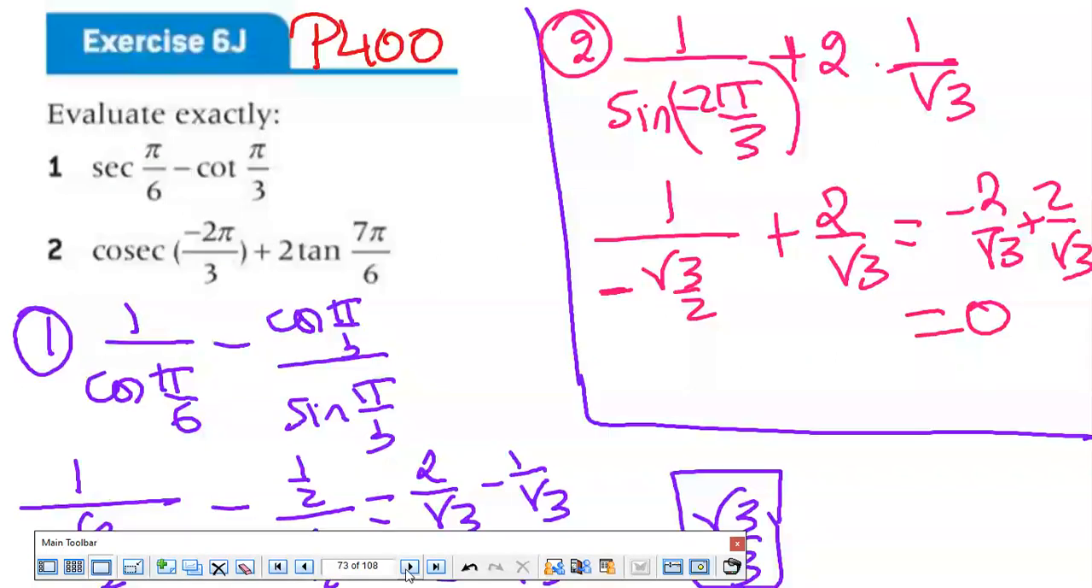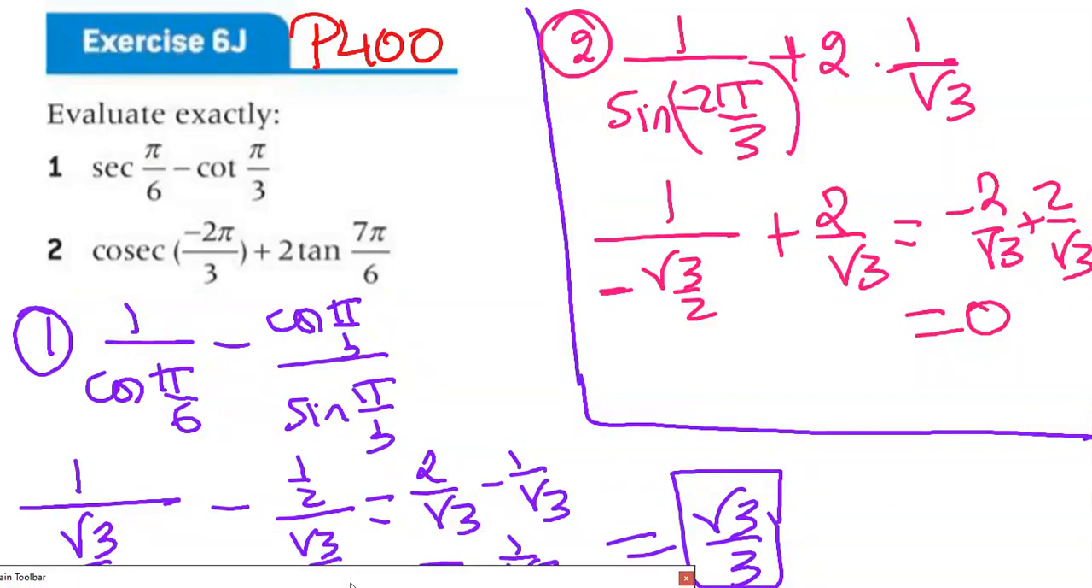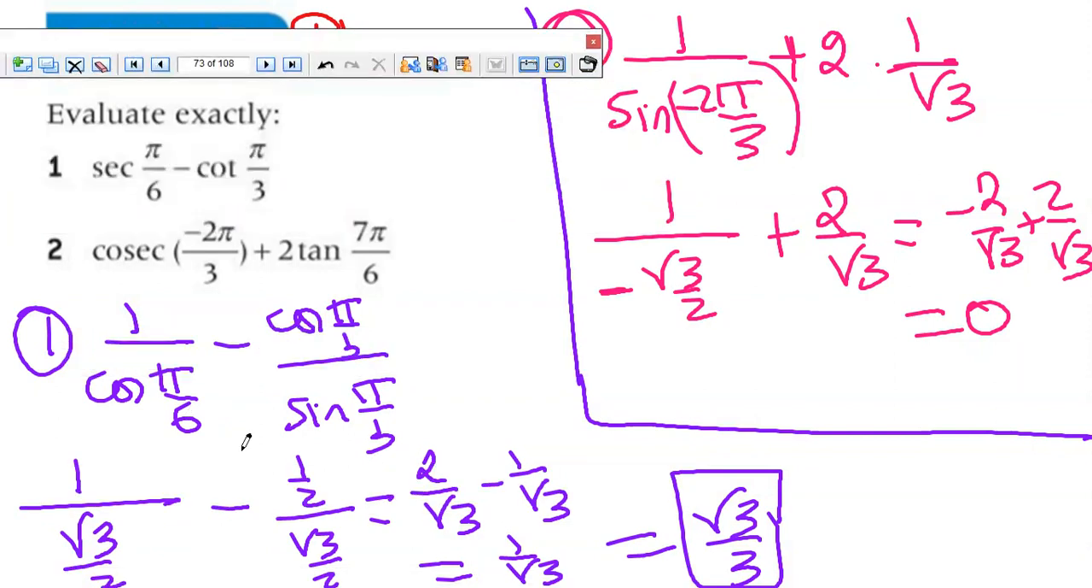Now let's move, guys, to the application. It's very easy and very simple. We need to evaluate exactly the secant pi over 6 minus cotangent pi over 3. Secant means 1 over cosine, so 1 over cosine pi over 6 minus cotangent. I can either do it 1 over tangent or cosine over sine. We know those angles. The pi over 6 is one of the famous angles, and it's quadrant 1, so the cosine is radical 3 over 2. And now cosine pi over 3 is half, sine pi over 3 is radical 3 over 2.